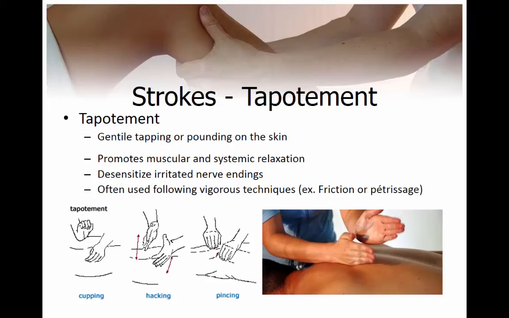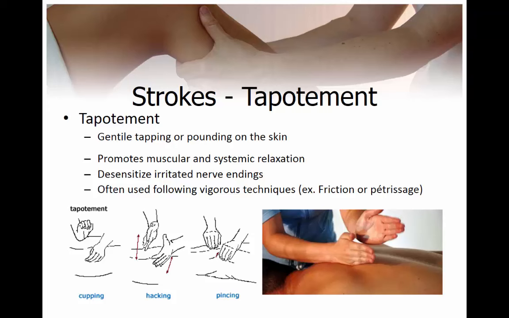The tapotement stroke is a gentle tapping, rapping, or pounding on the skin. Tapotement promotes muscular and systemic relaxation. It also desensitizes irritated nerve endings. Tapotement is often used following vigorous techniques such as friction or pétrissage. Tapotement may also be used when you are trying to get the patient to relax and may be performed over clothing.